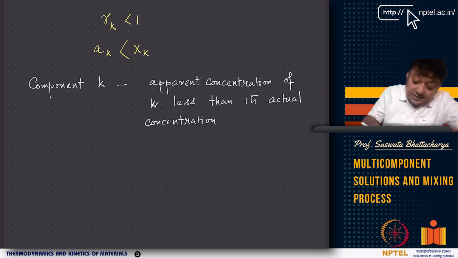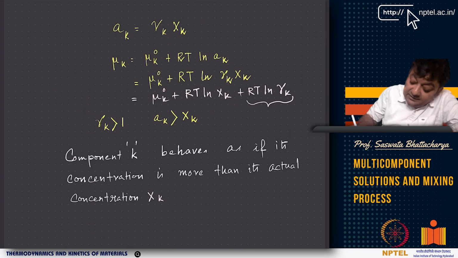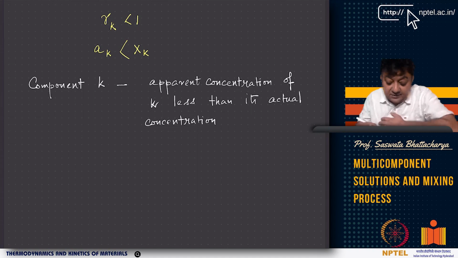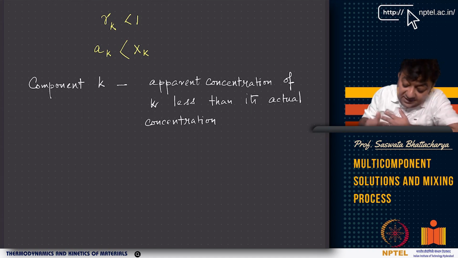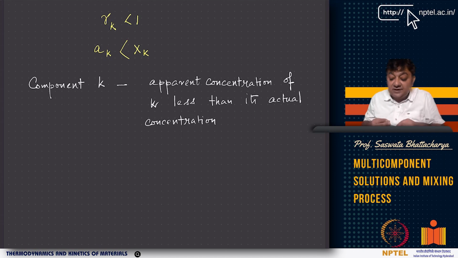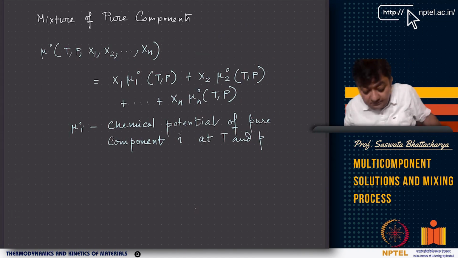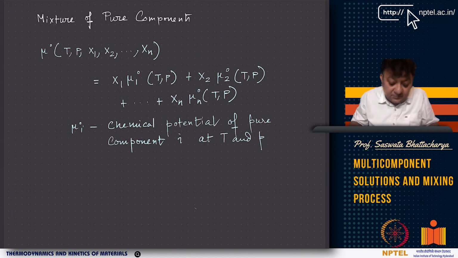Similarly, if gamma K is less than 1, then RT ln gamma K is going to be negative. So aK becomes less than xk, and in that case, the apparent concentration of component K is less than its actual concentration.